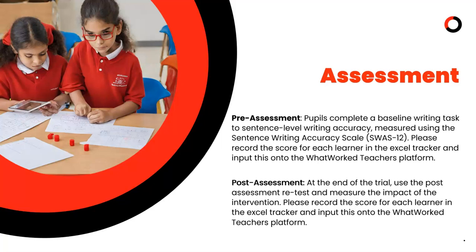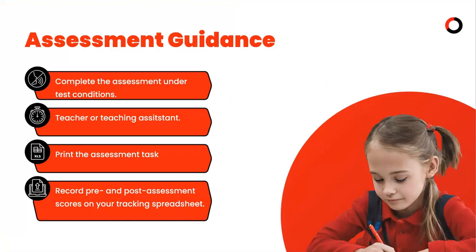The assessment. You will find the assessment for the pre and the post in the resource folder. Pupils complete the baseline writing task to sentence level writing accuracy measured using the sentence writing accuracy scale. So this is marked out of 12, and you have guidance in the resource folder to explain how to do this. So please make sure you record the score for each learner in the Excel tracker and then input this into the What Worked Teachers platform. At the end of the trial, you use the post-assessment to retest and to measure the impact of the intervention. And again, please just record the scores and then input these into the platform.